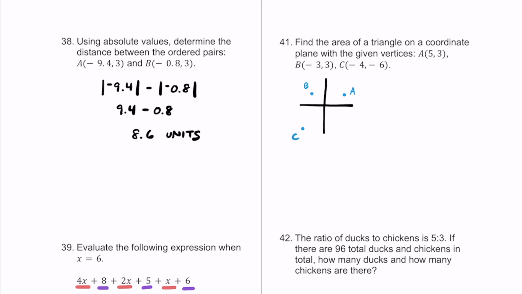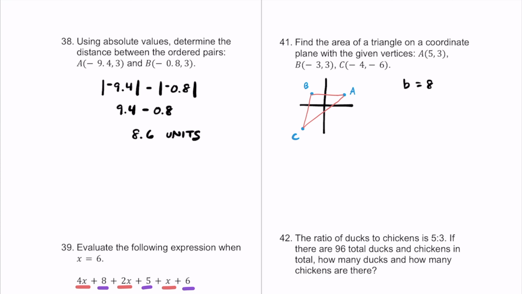We can see our triangle here roughly is going to be this. A to B would be our base. And then we can see it's an obtuse triangle, so it's kind of larger than a 90-degree angle there. Between A and B, this would be our base. So for A and B, they have matching 3s. So we can see how far apart this 5 and negative 3 are. So I think the base here would be 8 because 3 plus 5 is 8.